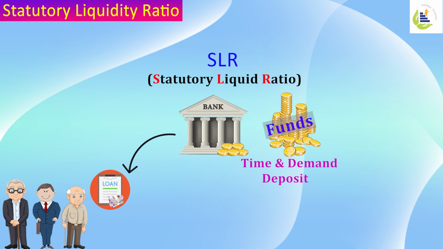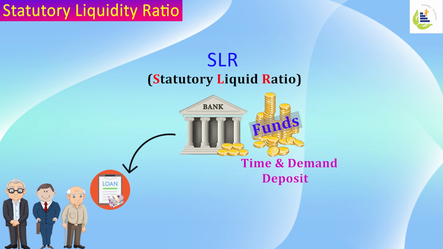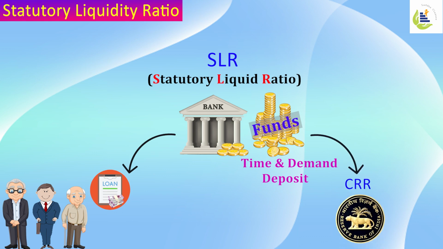Now I'll explain. Every commercial bank has to keep some amount of reserves as a percentage of its demand and time deposits before it gives loans or advances to its customers. Which means every commercial bank has to keep some amount as cash reserve ratio with RBI and some amount with itself before giving the remaining amount for loans.